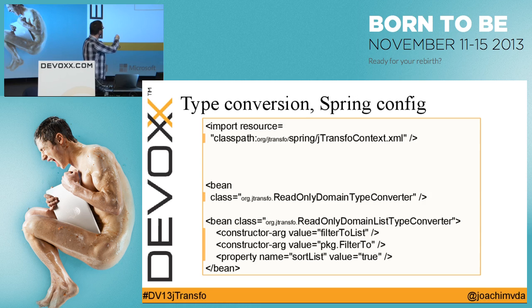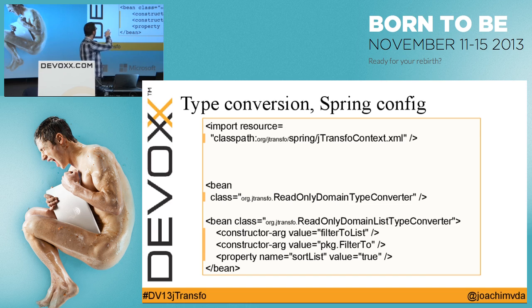These type converters, obviously, are referenced by name, so you need to configure them somehow. I'm showing the Spring way to do the configuration. If you're using the Spring integration, you just have to use the top line to create your JTransfo bean that can be auto-wired or wired into your other services. And then you can define your type converter.